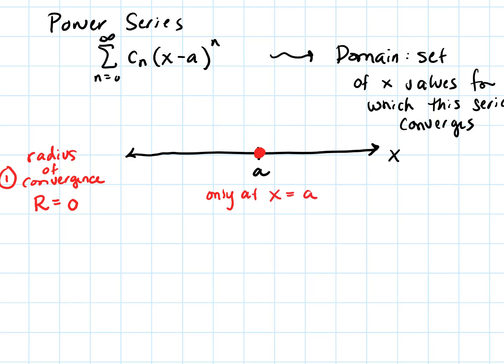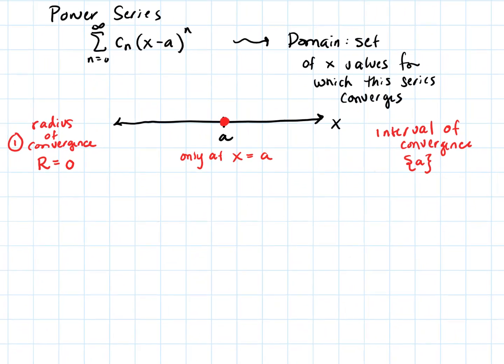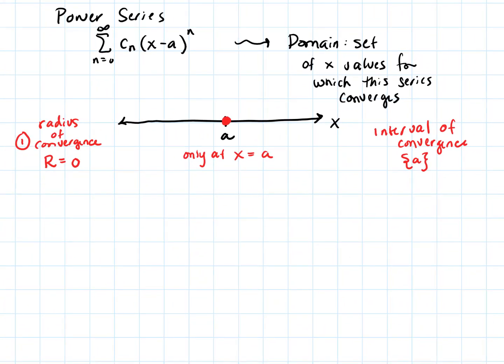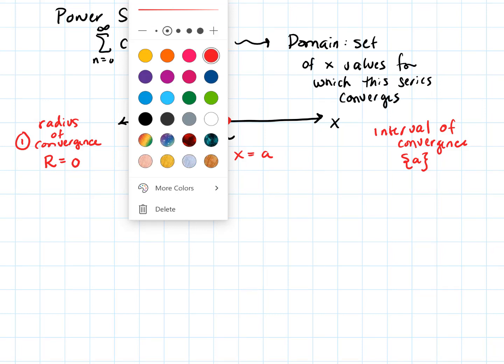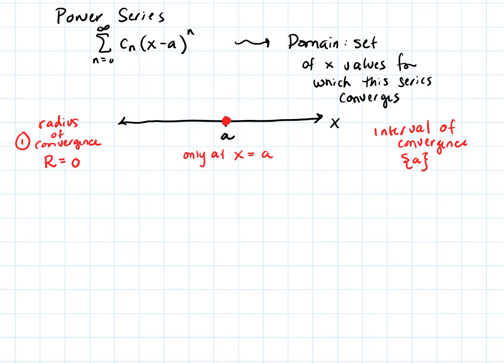And this gives us what's called an interval of convergence that is literally, it's not even an interval. We call it an interval of convergence, but it is only at a. And now the second possibility that we've discussed is the opposite, the other extreme. So the other possibility is that we actually converge everywhere, that we can plug any value of x in and we will always have convergence.